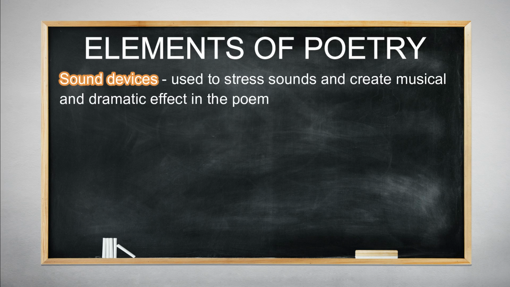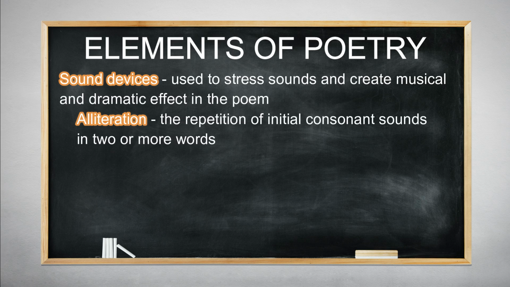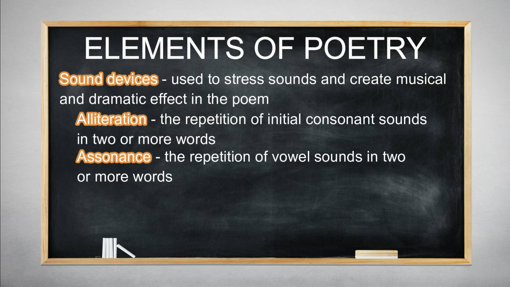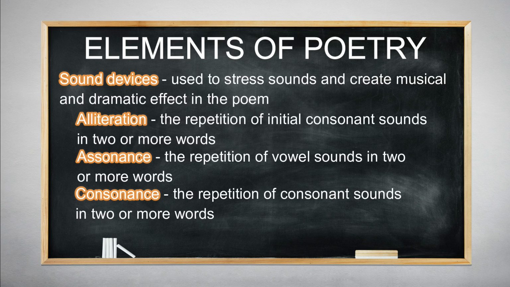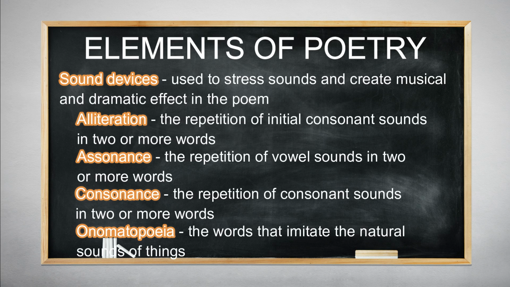Here are the sound devices that a poet may use. Alliteration, the repetition of initial consonant sounds in two or more words. Assonance, the repetition of vowel sounds in two or more words. Consonance, the repetition of consonant sounds in two or more words. Onomatopoeia, the words that imitate natural sounds of things.